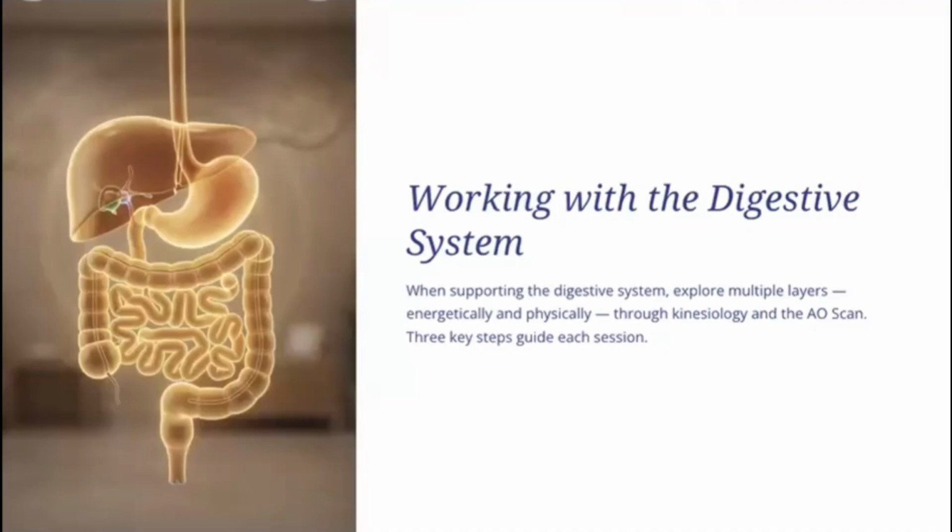Module 6, Video 6. In this one, we are going to cover working with the digestive system. You can do that within the AO scan, obviously, but also just within a session. When supporting the digestive system, there are several layers, and you can explore these both energetically and physically through kinesiology and the AO scan. That's what we love to do, bring those two worlds together. That's our mission here, working with both the AO scan and the body.